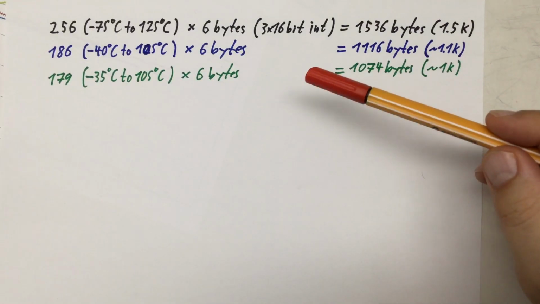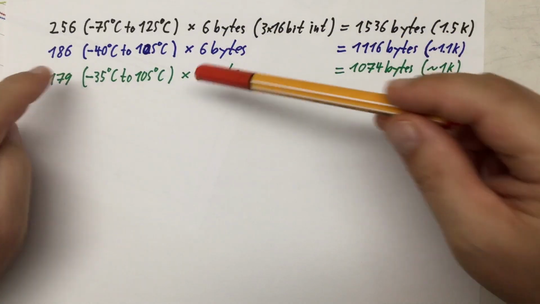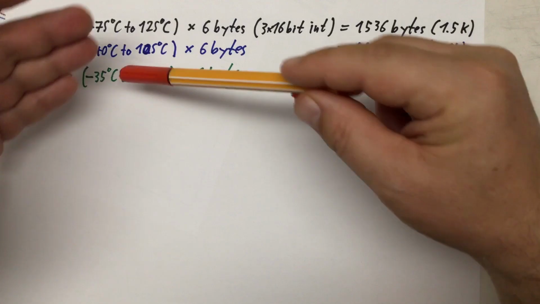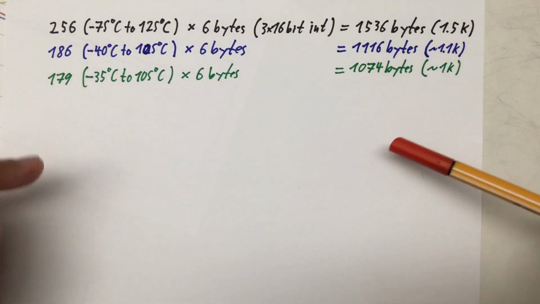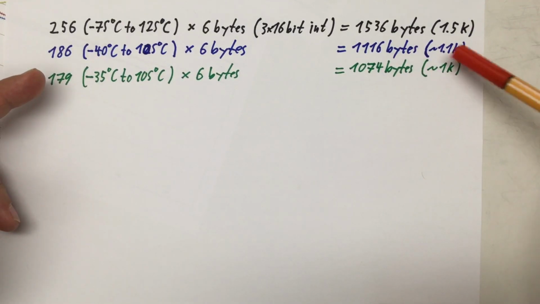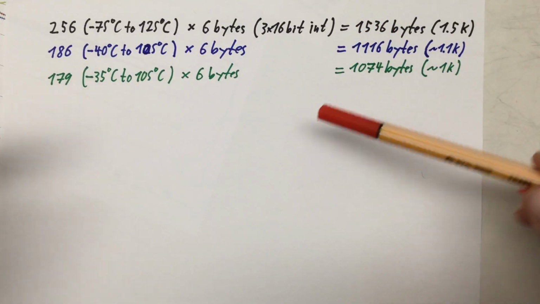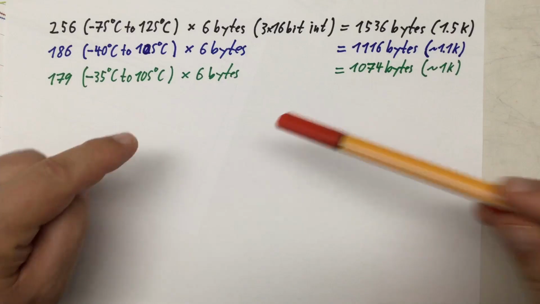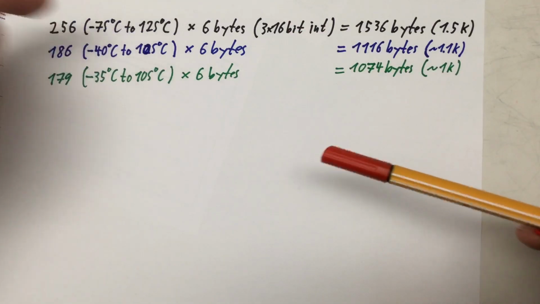And considering that using that spray here, I was only able to cool that down to minus 35 degrees Celsius, so a total range of 179 values, we would end up at 1074 bytes, so a little more than 1K. Bottom line, that compensation table, if we use one, should be flexible, not a fixed size.